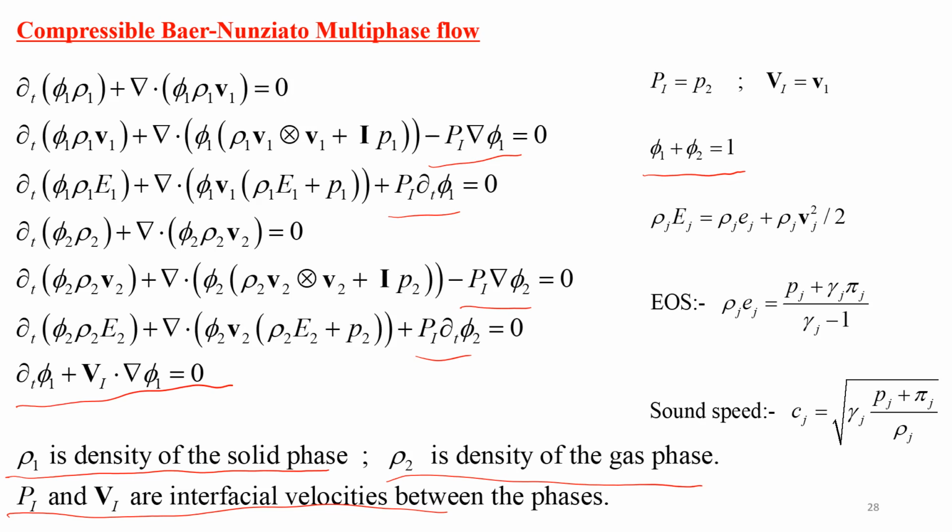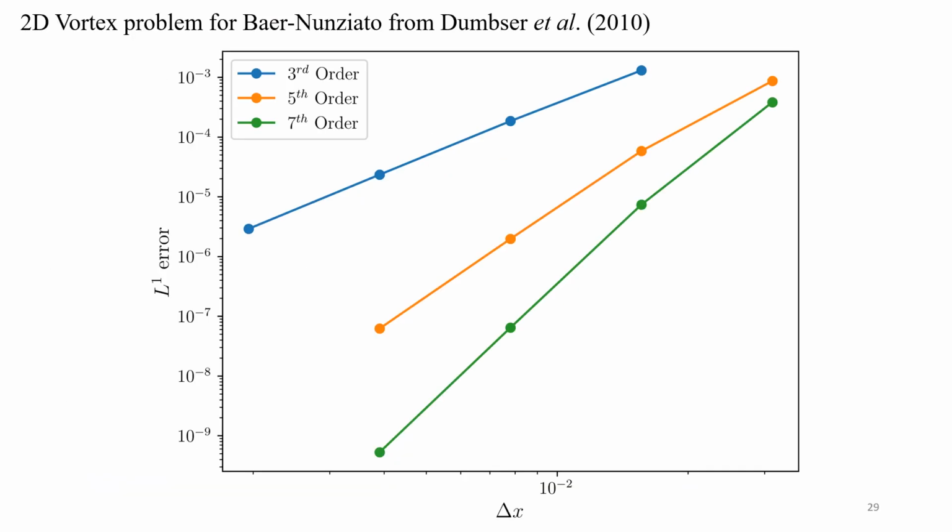So with this, we can set up a two-dimensional vortex problem and show that for this multidimensional flow problem involving the Baer-Nunziato equations, again, our third order scheme is third order accurate, our fifth order scheme is fifth order accurate, our seventh order scheme is seventh order accurate, and things work out.